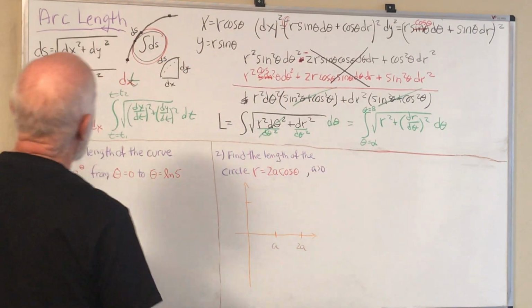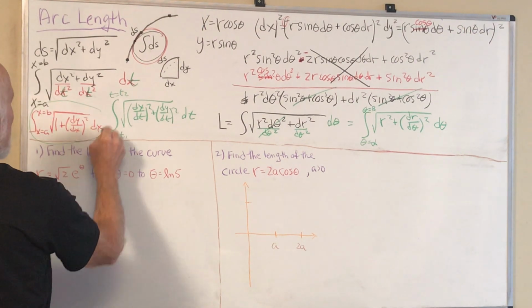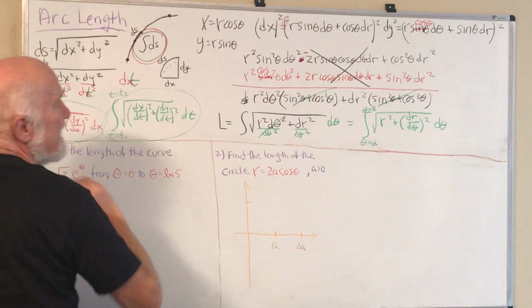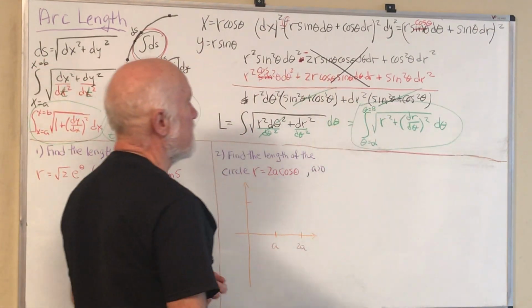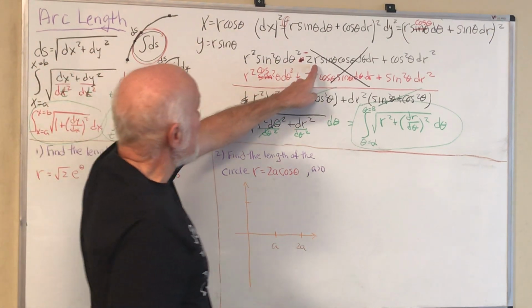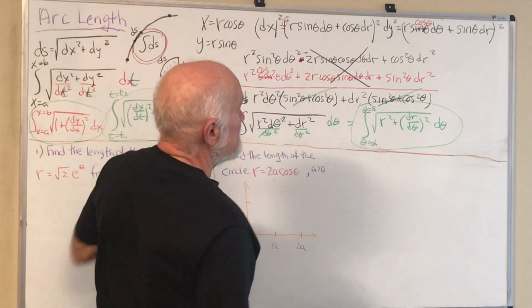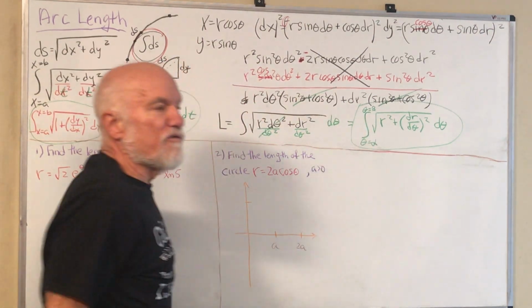So we've now derived rectangular, parametric, and now polar arc length. And don't worry, this is complicated. I made a couple little mistakes in there. You're not going to have to be able to do that. You're just going to have to know this formula.